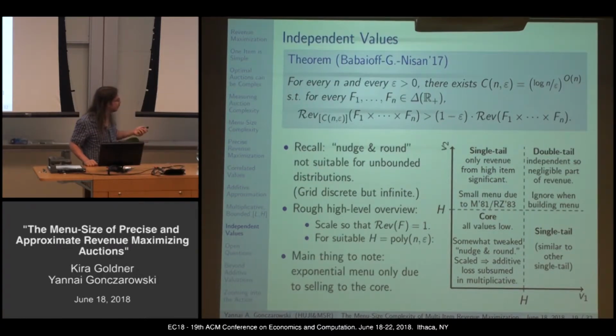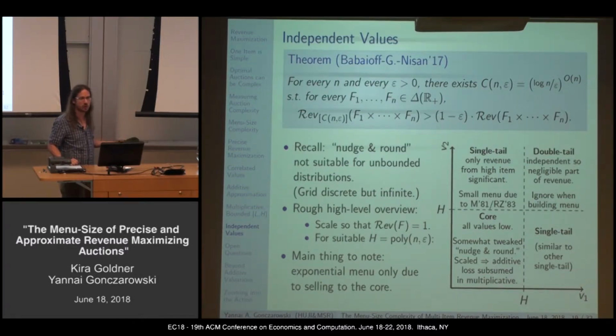But the main thing to note, even if you've completely lost me in the last 5 minutes, the thing that I want you to take away from this slide is the fact that after a lot of fancy stuff in the unbounded areas, we have the core. We do something very similar to nudging around in the core. We get exponential menu size because we do nudging around.